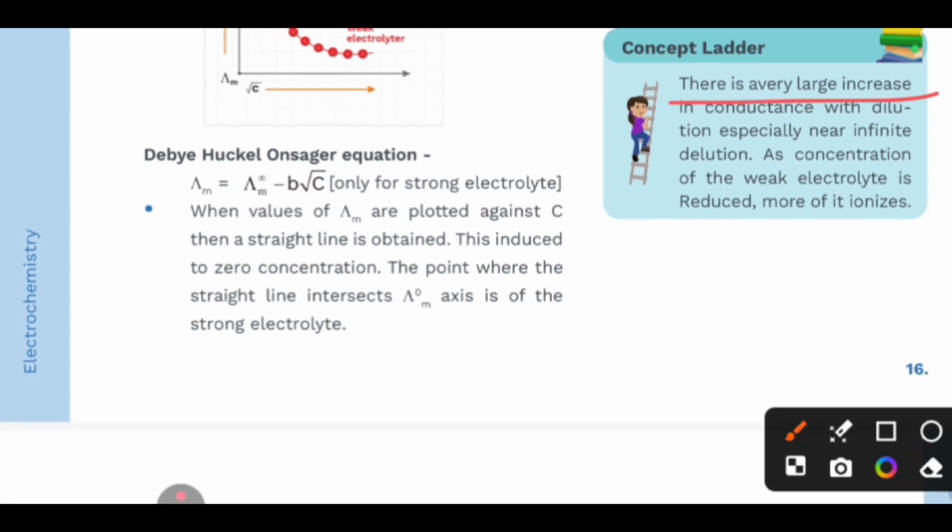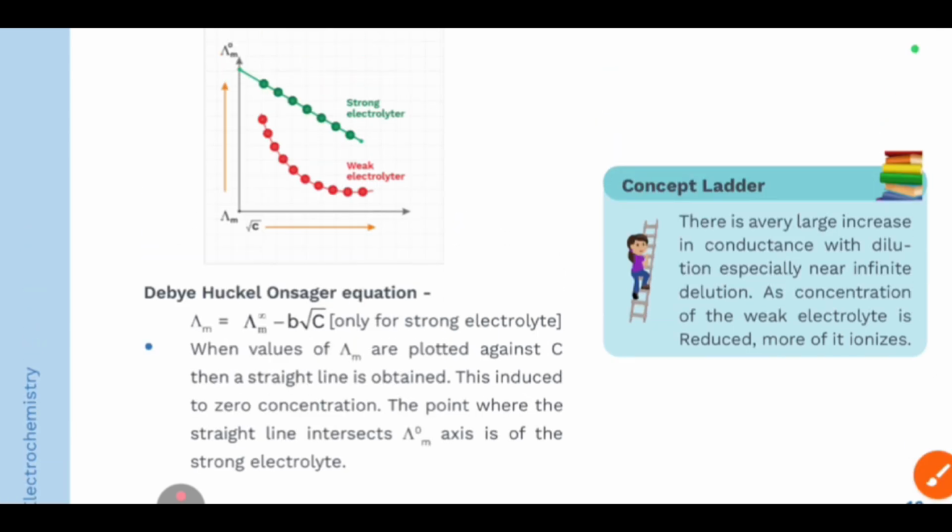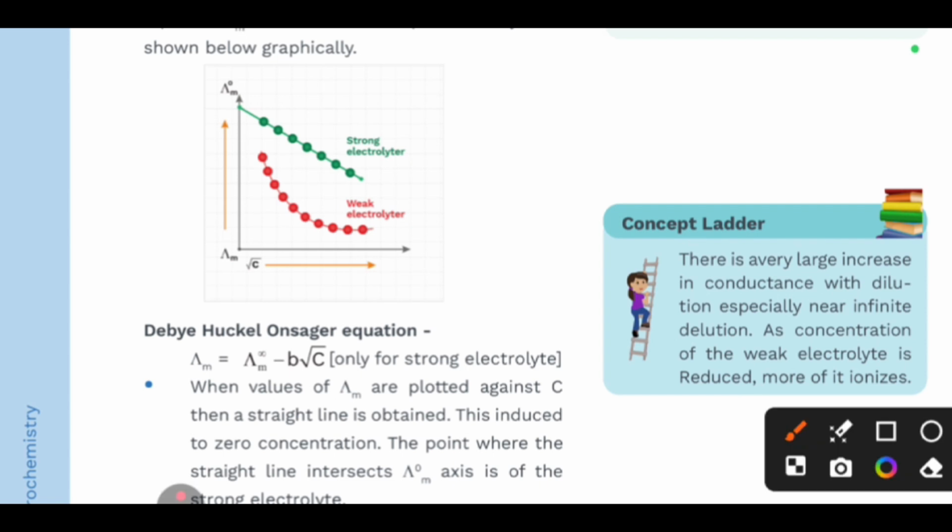There is a very large increase in conductance with dilution, especially near infinite dilution. As the concentration of a weak electrolyte is reduced, more of it is ionized. So the same thing is given here. But you can see in this graph, if you extrapolate the graph for the strong electrolyte, it will cross the line of molar conductance at infinite dilution.